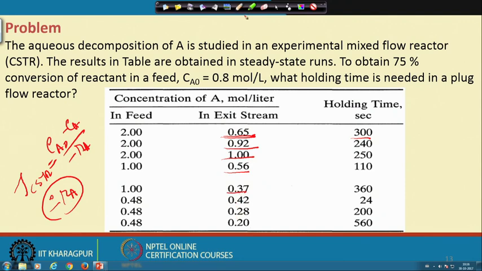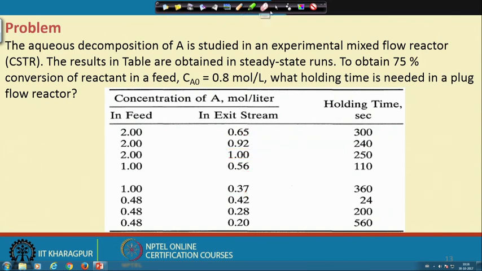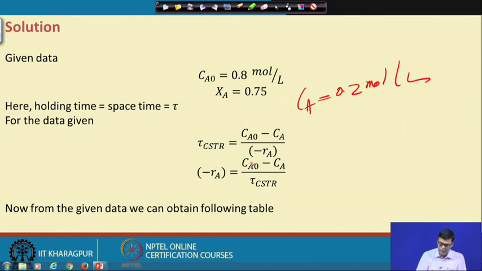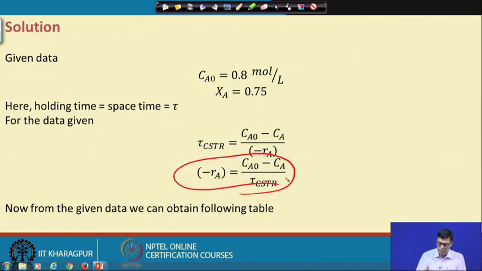Now, once you have that, the CA0 value is there, with 75% conversion. So, what I told you is that CA should be about 0.2 mole per liter, am I right? And the CSTR is like this. So, this is what we have. This we already know. This is minus RA for the CSTR, we know that.